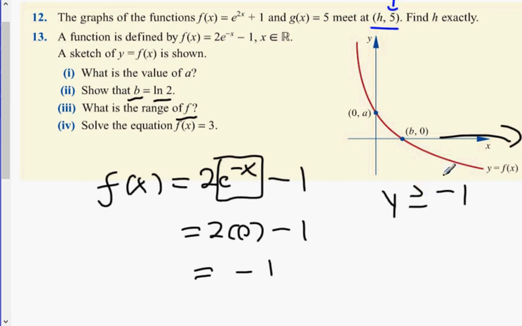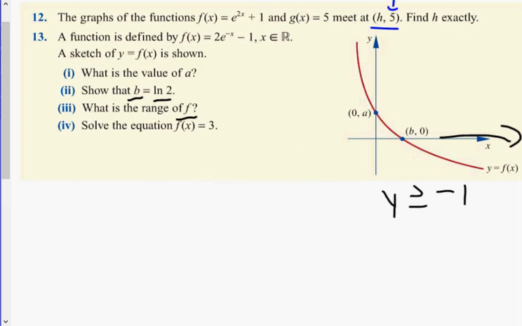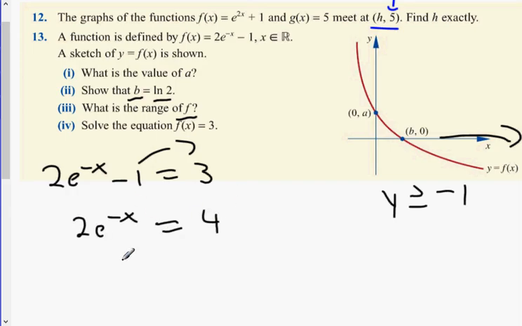So all your y values are going to be bigger than minus 1. Solve this equation equal to 3. When you solve this equation equal to 3, what we're going to get is 2e to the minus x minus 1 equals 3. Bring over the 1: 2e to the minus x equals 4. Divide by 2. e to the minus x equals 2.